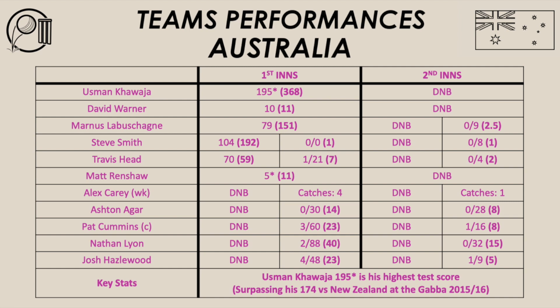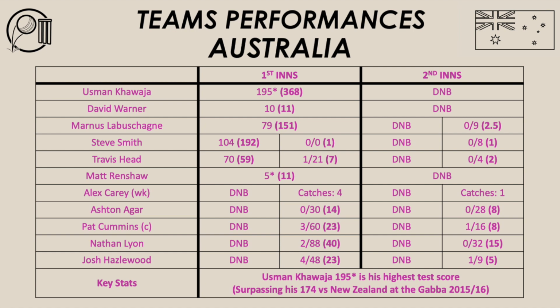So that's how Australia went about their batting performance in the first innings. As I mentioned, a pretty dominant performance, not surprising as we've seen throughout the series. The Australian batters have been scoring a lot of runs. And let's talk about the man of the moment, and that's Usman Khawaja. 195 not out he made.